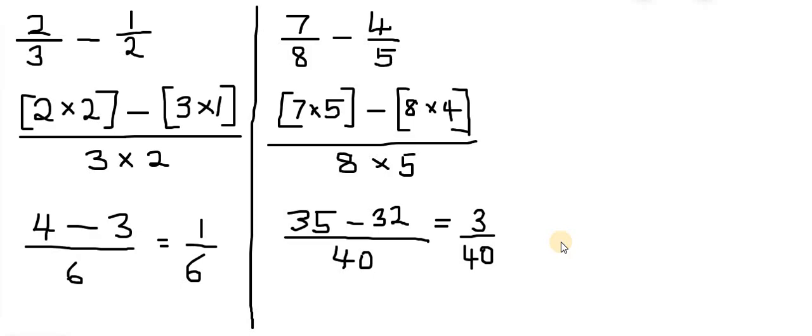Now, there's nothing to reduce there. No common factors between the top and the bottom. So, that's our final answer, 3 over 40. Okay? Now, in a case where we have whole numbers, does the process change? No.